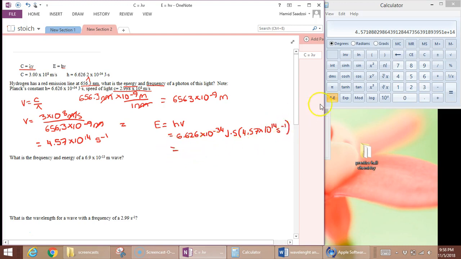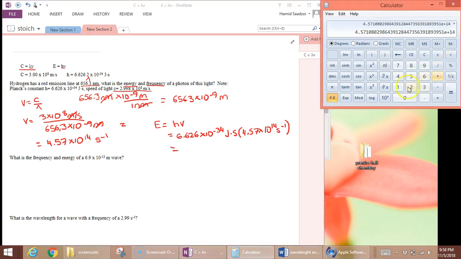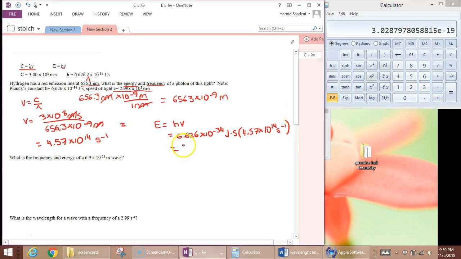So same thing as before. We're going to take our number. We already have the 4.57 in here, so let's just multiply that times 6.626. Here's exponent. Some of your calculators would say EE, same concept, times 10 to the negative 34. So we solve for it, and there's our answer. So it's 3.03, just want to have 3 significant numbers, times 10 to the negative 19 joules. And you're done. Alright, let's try another one.